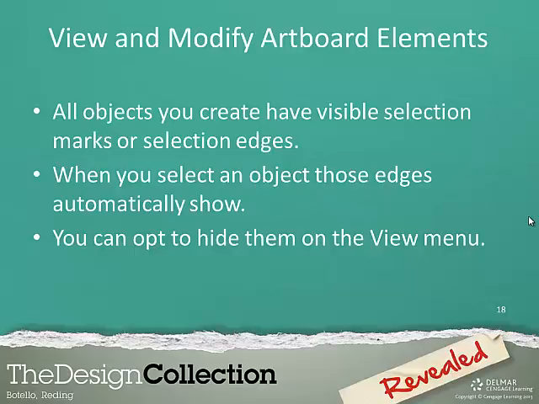All objects you create have visible selection marks or selection edges, and when you select an object, those edges automatically show. You can opt to hide them on the View menu. So this shows it with selection marks visible and with them hidden.